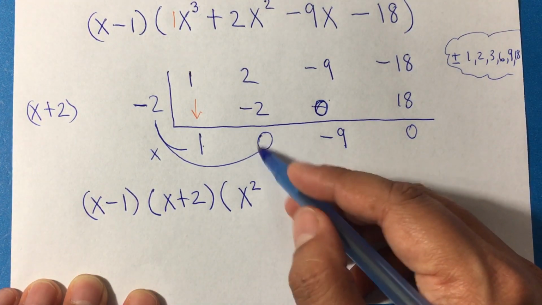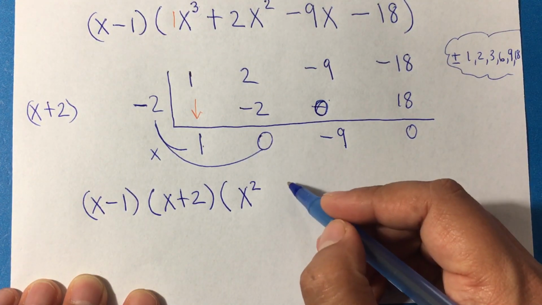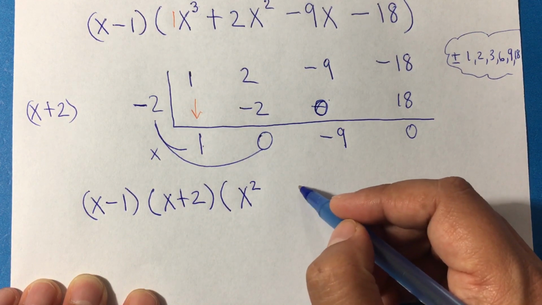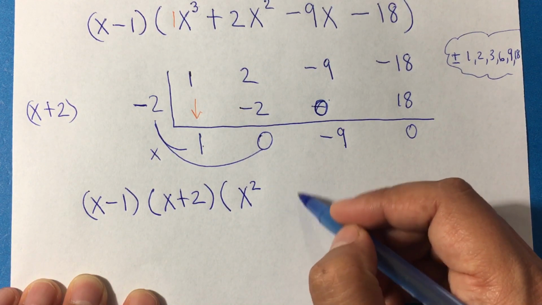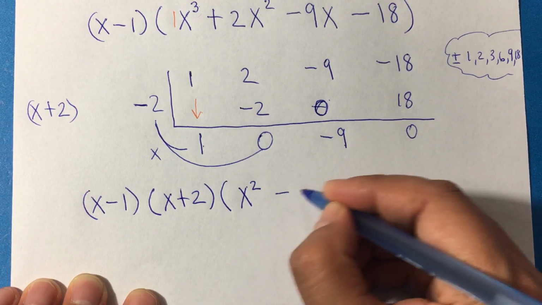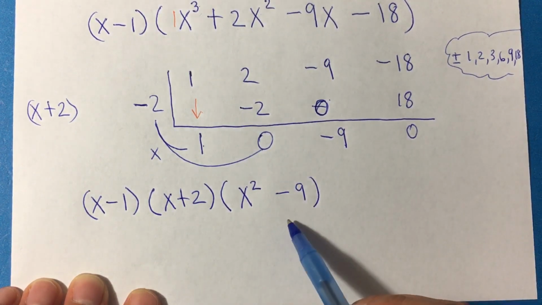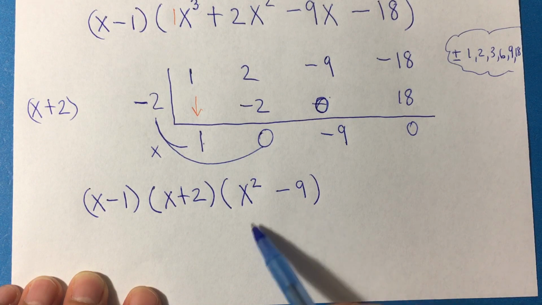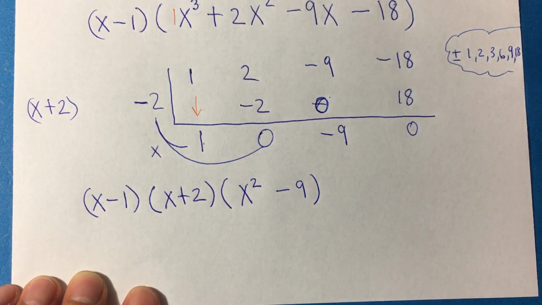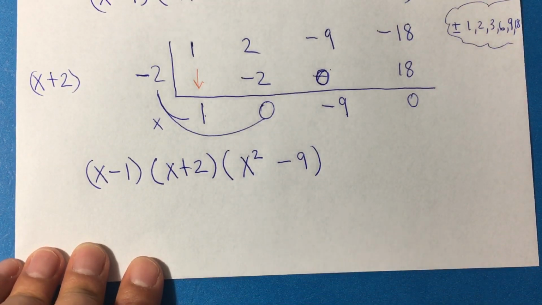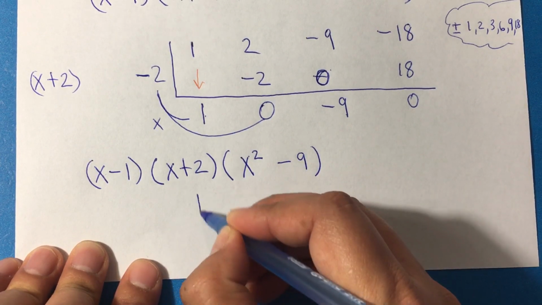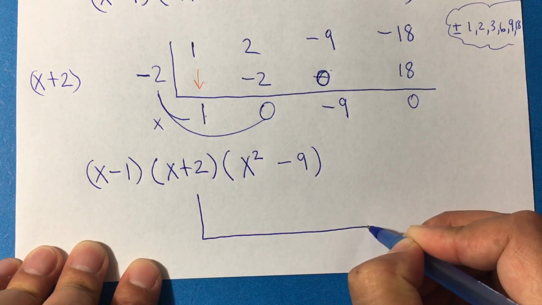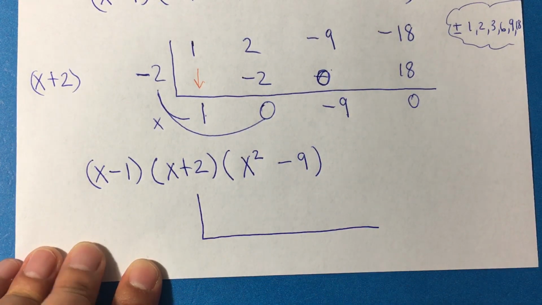And we don't have anything for the next descending order, so it would be plus 0x. We don't need to write it. And minus 9. I know that this is a difference of squares, so you could just open parentheses if you're not practicing synthetic division. But again, for the sake of synthetic division, let's just keep going with it.